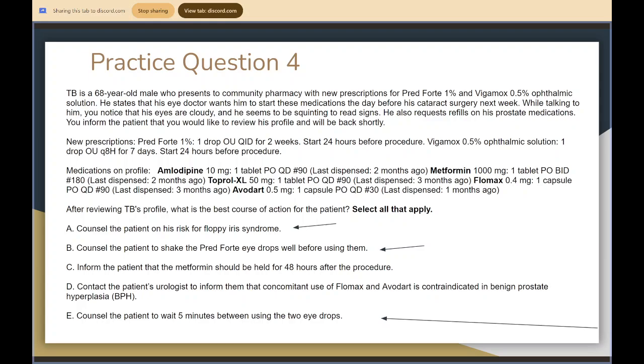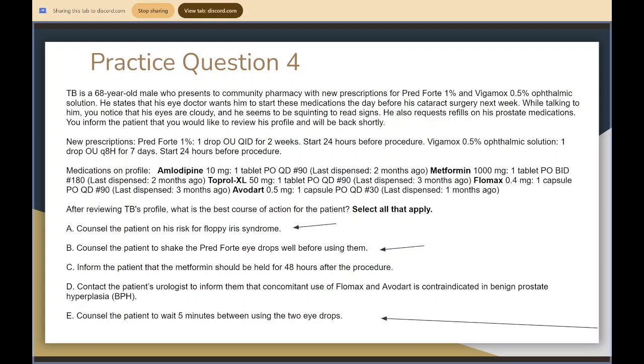Choice B is correct because Pred Forte is a suspension eye drop, so it should be shaken prior to use to ensure uniform dispersion of active ingredients. Choice A, we discussed. There are alpha 1 receptors in the eye. Blockade can result in inhibition of the contraction of the iris dilator. So, while it's going to relax the smooth muscle in the bladder neck and prostate, which results in improved urine flow and decreased symptoms of BPH, it can also affect the eye, leading to complications during cataract surgery.